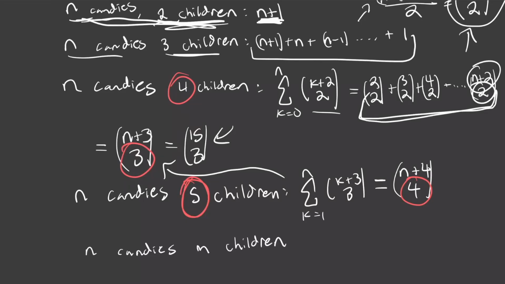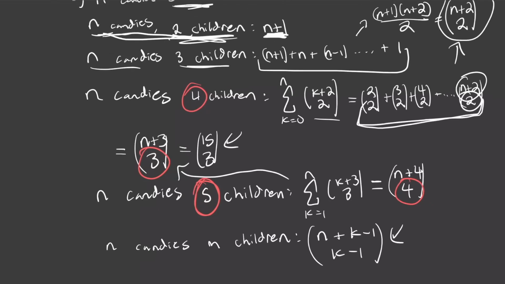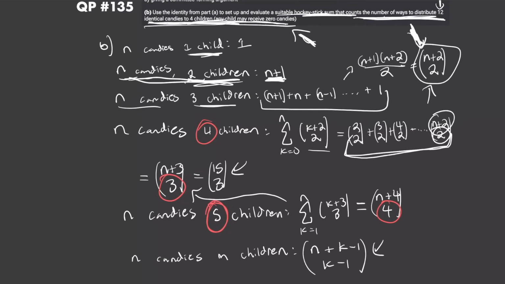Now let's generalize one more time. For n candies and m children, the number of ways to distribute these candies to the m children is going to be n plus m minus 1 choose m minus 1, exactly the stars and bars formula. And we used hockey stick to prove that by starting at base examples. It's always easiest when you start from your base cases and work your way up and try to find some pattern. In this case, we did so with the hockey stick.